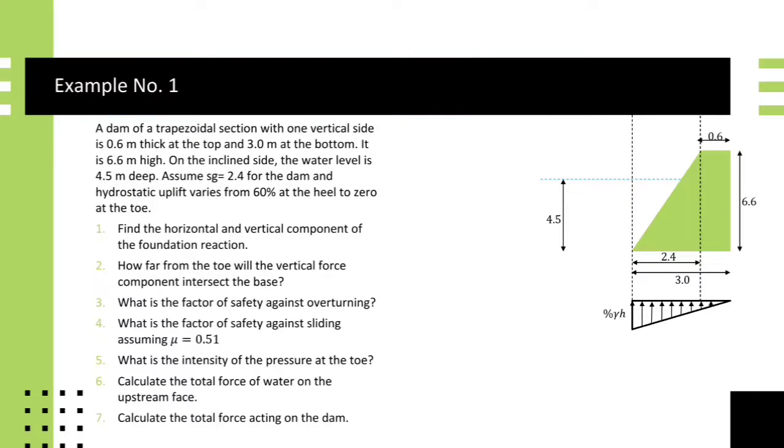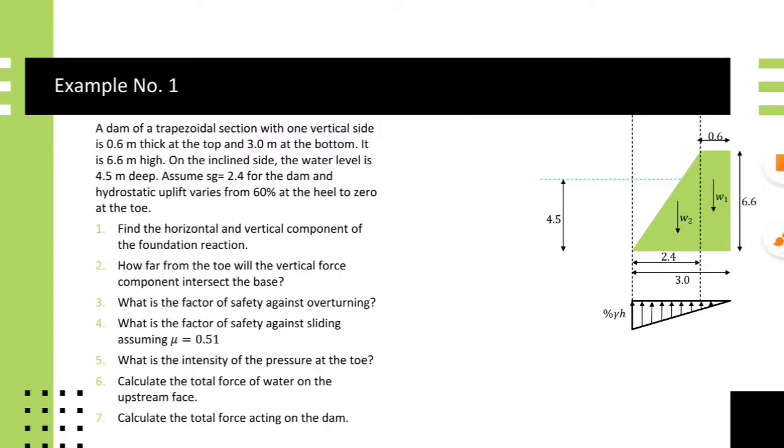Unang-una dyan, yung pinaka-importante na ilalagay dyan is yung weight ng dam. Ang weight ng dam natin is 2 kasi hinati nga natin sa 2, which is rectangle and a triangle. So, let's say that this is weight 1, weight 1 yung sa rectangle, then weight 2 sa triangle. Next, ano pa yung mga weight na kailangan natin dyan? Inuuna ko yung mga vertical forces, no? Vertical forces ang unahin natin. So, ano pa yung mga forces dyan?